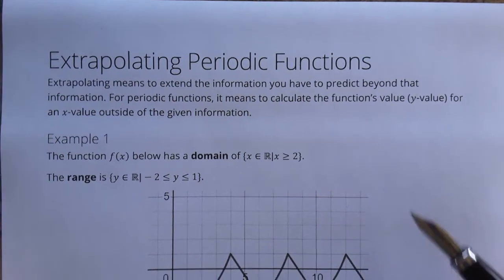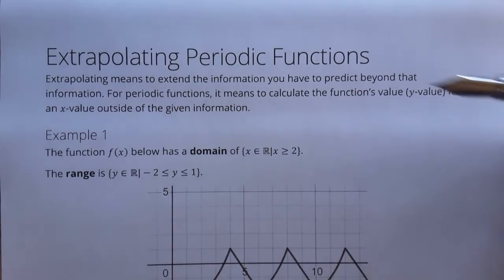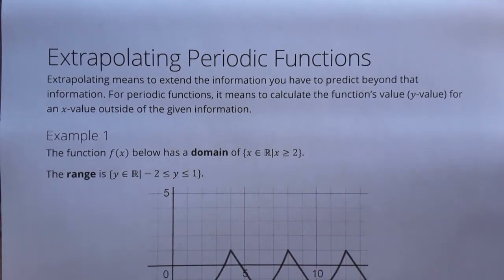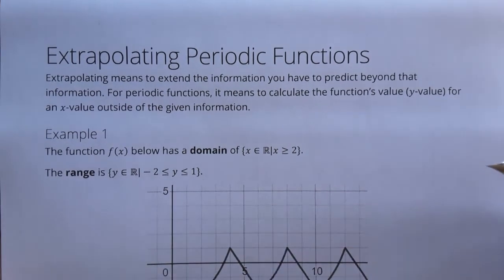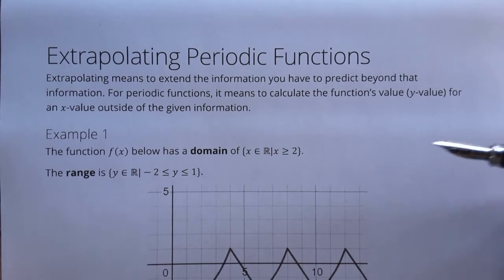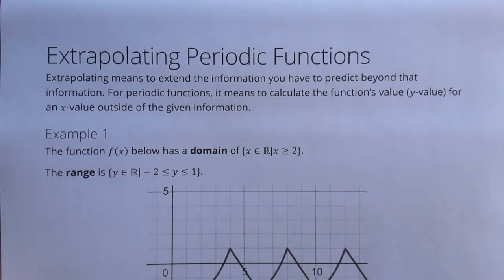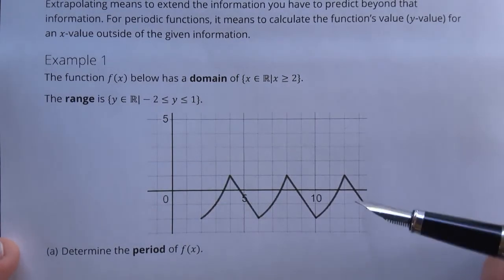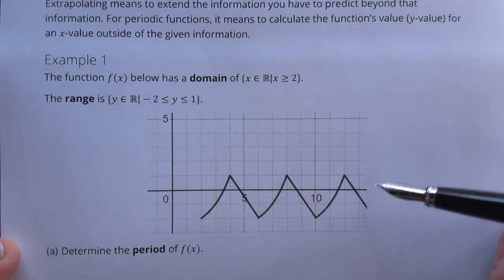We're going to learn about extrapolating periodic functions. Extrapolating means to extend the information that you have to predict beyond that information. And for periodic functions, that means to calculate the function's value, usually for an x value that's past what you already have. So we're going to look at a specific example here, and I'm going to give you a strategy to use whenever you're trying to extrapolate.